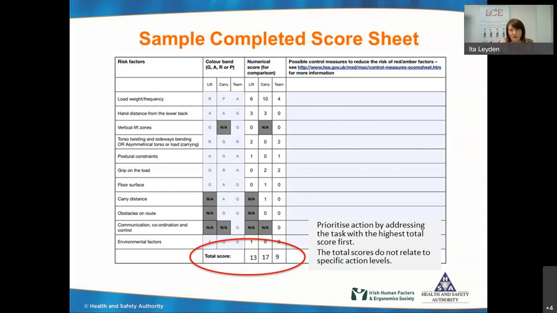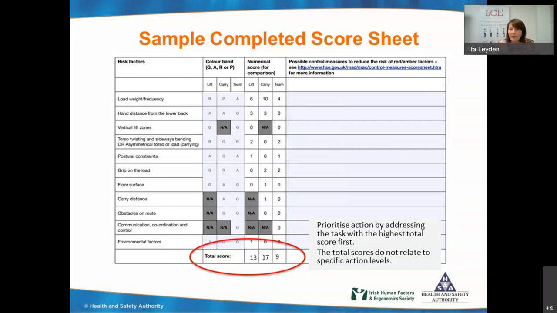The nature of manual handling is that each individual risk factor could result in an injury or musculoskeletal ill health on its own. So when we're doing a MAC, we only look at each individual risk factor. And if one of those is a red, well, then the risk associated with that activity is a red.